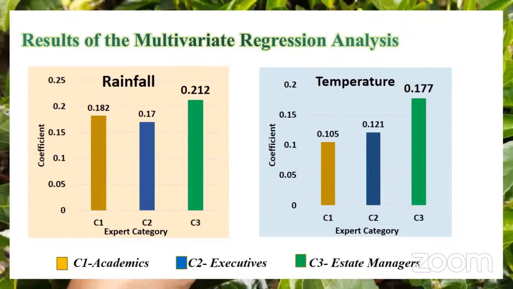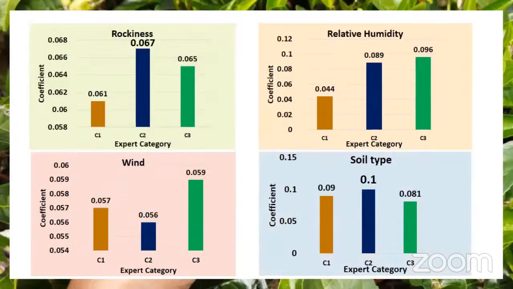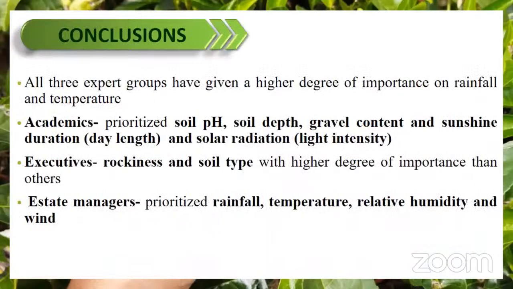And estate managers have ranked them higher than the other two categories. When considering soil depth, soil pH, gravel content, and sunshine duration and solar radiation, academics have prioritized them higher than practitioners. Rockiness and soil type are highly ranked by executives than the other two groups, while wind and relative humidity are highly prioritized by estate managers.